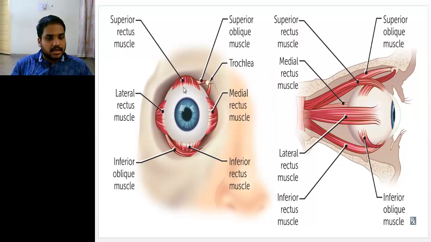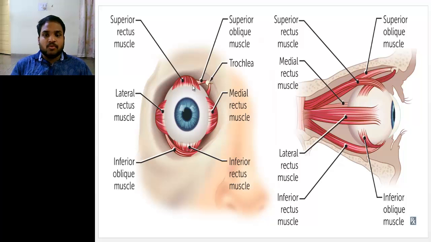So what are the muscles that help in eye movement? You have mainly 2 systems of muscles. One is the rectus system and the other is the oblique system, right? The rectus system consists of 4 recti muscles. What are those? This is the superior rectus muscle. Then you have the inferior rectus muscle, the medial rectus muscle as well as the lateral rectus muscle. These constitute the 4 recti muscles.